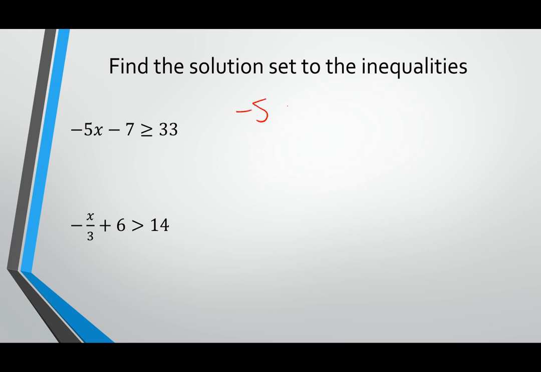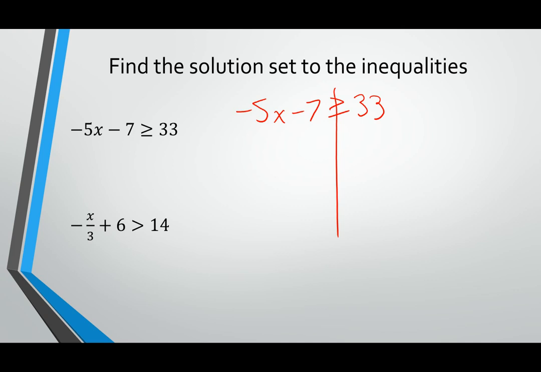We have negative 5x minus 7 greater than or equal to 33. So just like a normal equation, okay? For at least now. So what we're going to do, we got to get rid of the negative 7 and get rid of the negative 5.